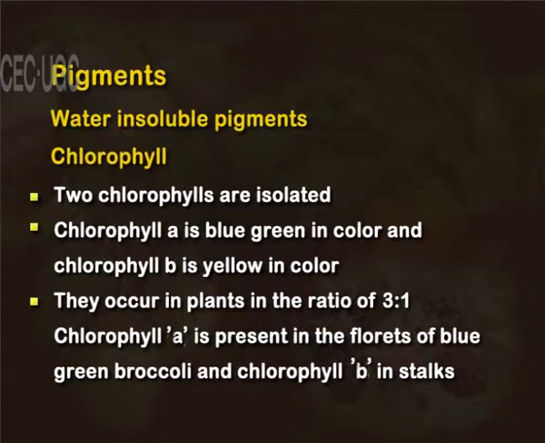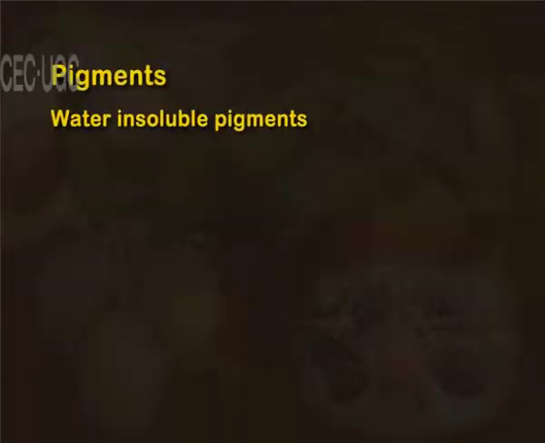Now chlorophyll A is blue-green in color and chlorophyll B is yellow in color, but when they are found in plants in the ratio of 3:1, it gives the green color. Chlorophyll A is found mostly in the florets of the blue-green broccoli, and chlorophyll B is in the stalks. Now the second water insoluble pigments are the carotenoid pigments.